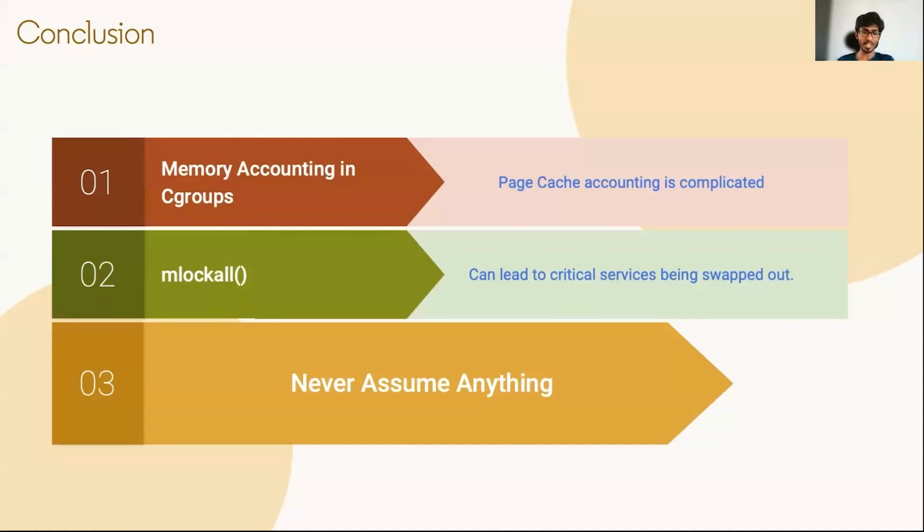The next one is never assume anything. In our first issue, we assumed that cgroups are perfect and they would ensure that our application never stepped out of line. But that wasn't the case. And since we assumed that, we ran into the issue again and took some more downtime. So again, never assume anything, go through all avenues and challenge all assumptions.